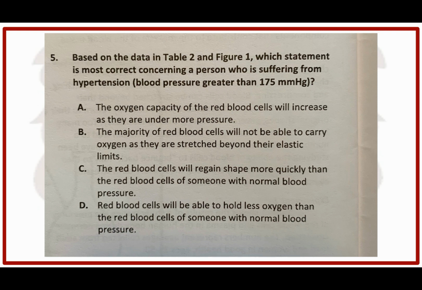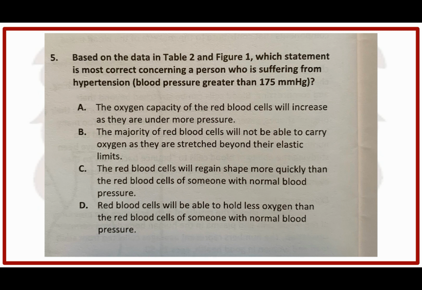So I'm going to read each of those choices. The oxygen capacity of the red blood cells will increase as they are under more pressure. We know, if we look at that data at all, we know that that's not true. So we can mark that one out. The majority of red blood cells will not be able to carry oxygen as they are stretched beyond their elastic limits. That one I'm not sure about, so I might put a question mark by B. C, the red blood cells will regain shape more quickly than the red blood cells of someone with normal blood pressure. We know that that's not true.